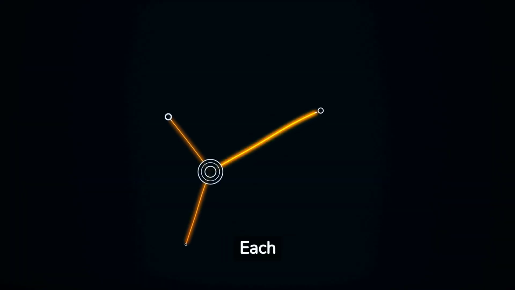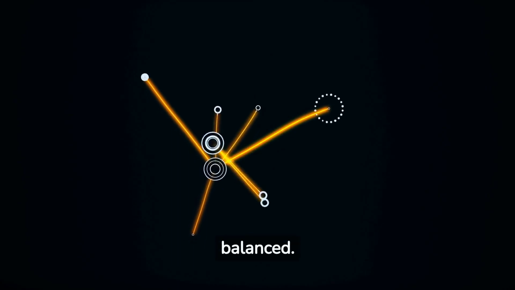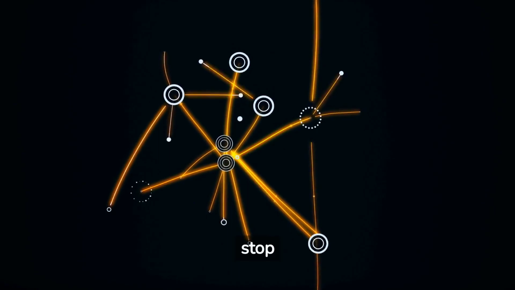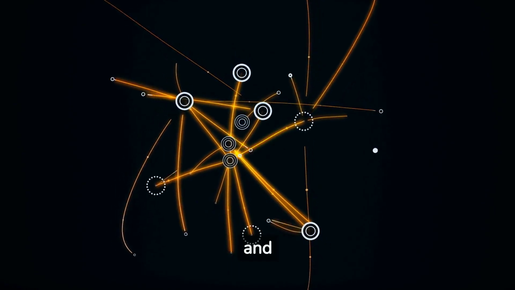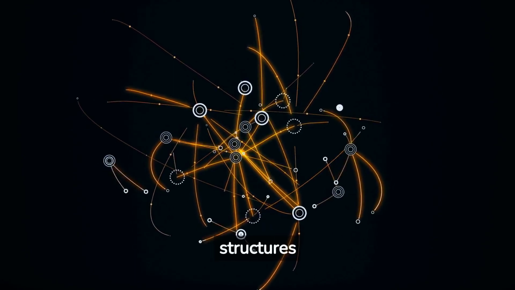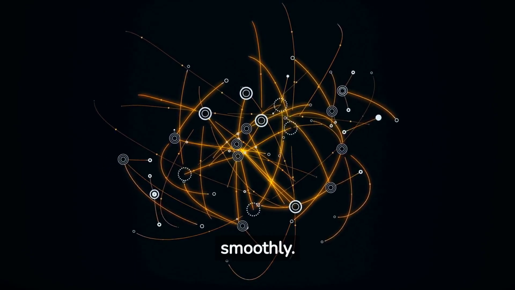Each of these networks need to be well connected. Each of these structures need to be balanced. When this is the case, we can shift our attention to what's important, stop ourselves from making quick decisions, and keep our feelings from being too much. With BPD, the brain structures may need extra love to operate smoothly.